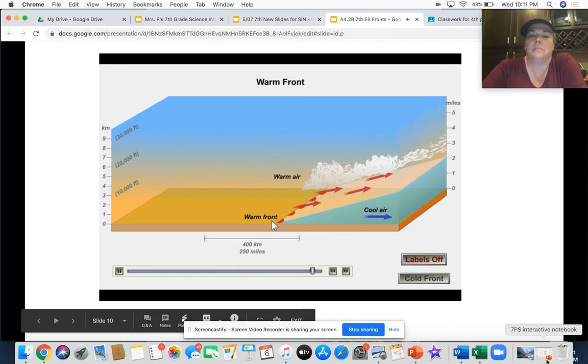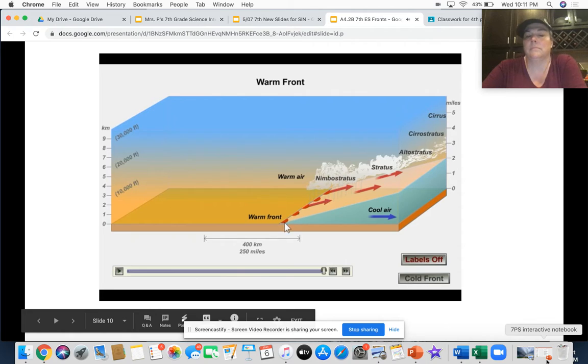And if you're looking at the weather on the news, they mark warm fronts on maps with red half moons that point in the direction that the warm air is pushing the cold air. So that's cold fronts and warm fronts, major precipitation belts in many places on the earth.